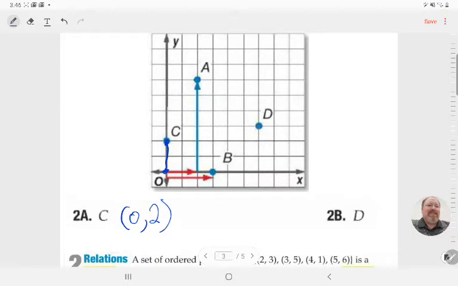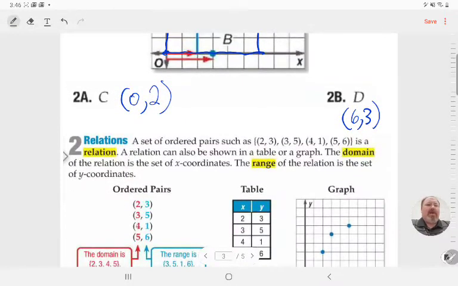Now let's look at D, okay? So for D, we would go 1, 2, 3, 4, 5, 6. So my x is 6, and then I go 1, 2, 3 up. So my coordinate would be (6, 3). Okay? All right, good job.